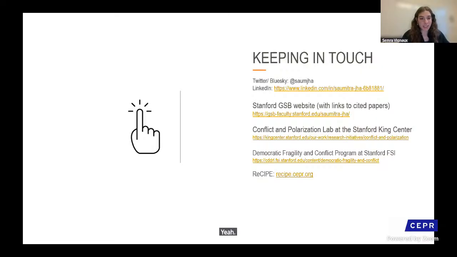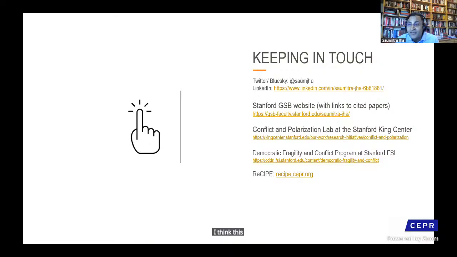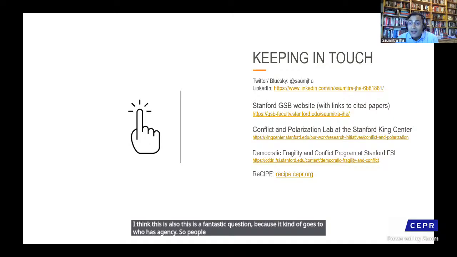Extending that question, we have a question that asks how long you think honest apex leadership can stay honest in a corrupt system. I think this is a fantastic question because it goes to who has agency. People at the very top actually can change the system, is the argument that we're making. They can make it for both good or ill.